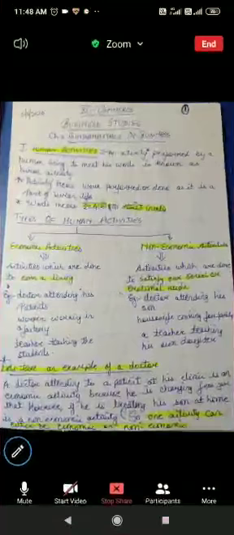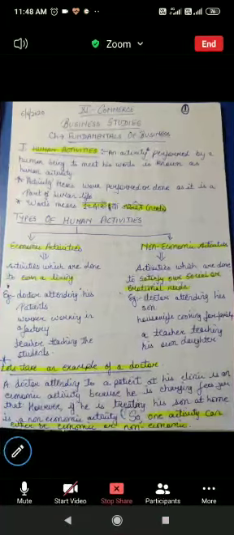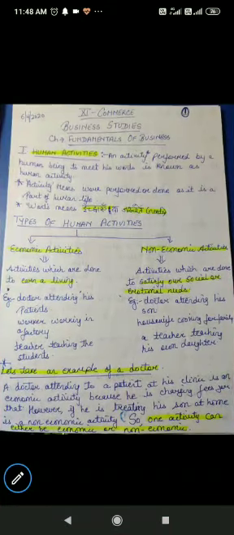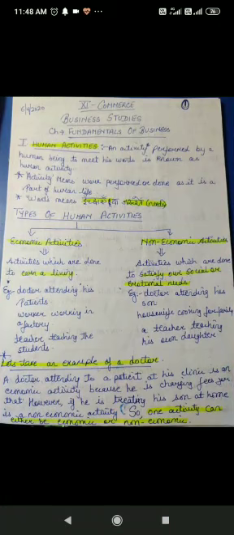So, chapter number 1, Fundamentals of Business Studies. In this, first I would like to tell you what we mean by activities. What do we mean by activity? Anything which is done is known as an activity, right? Now, the activities done by human beings like you and me are known as human activities.